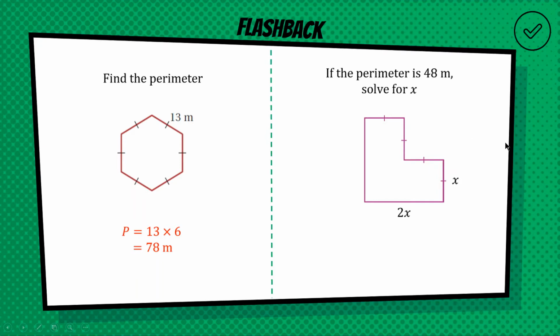So the perimeter is the distance around all the edges. So the 2x plus 2x plus x, x, x, x gets us all these. And if I'm summing those all together, I should get an answer of 48 because that is the perimeter.